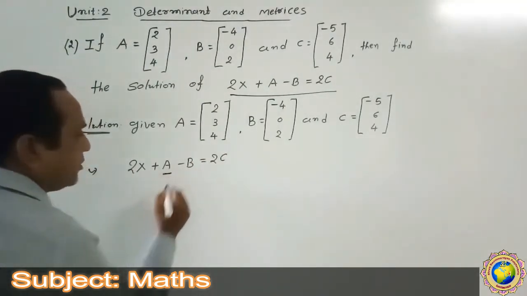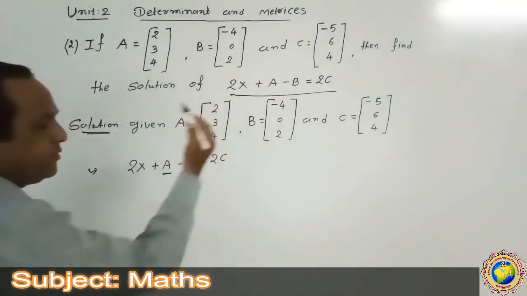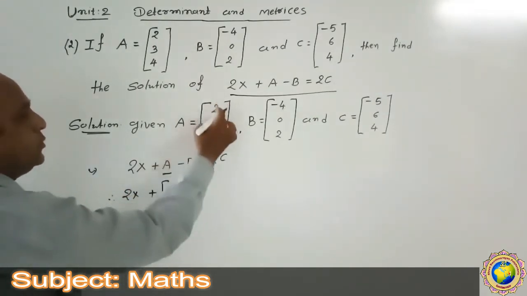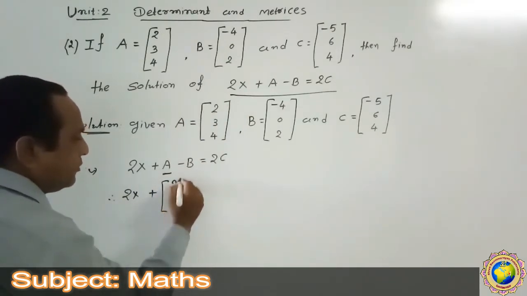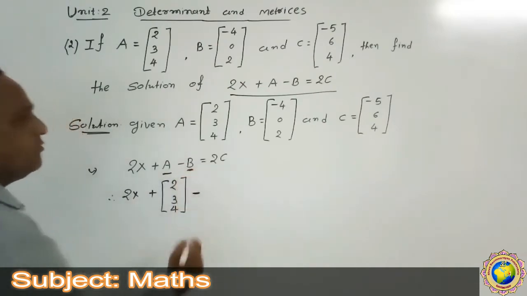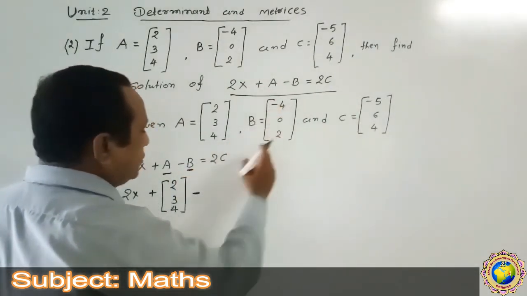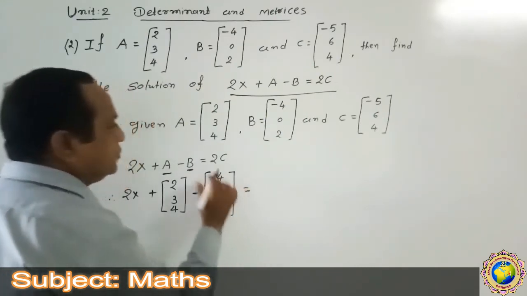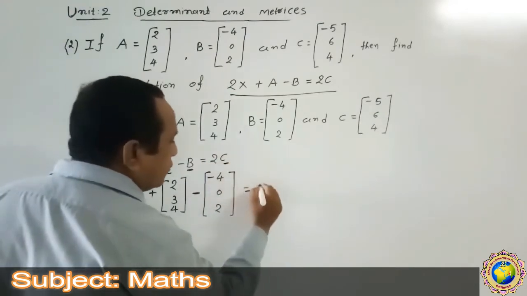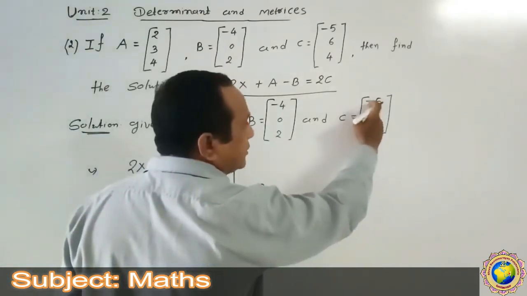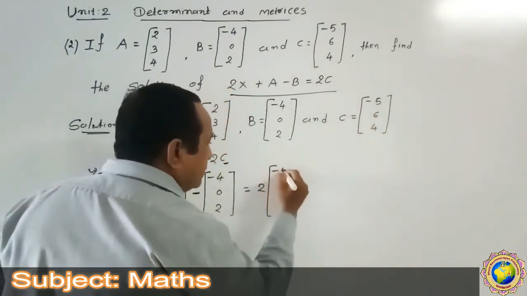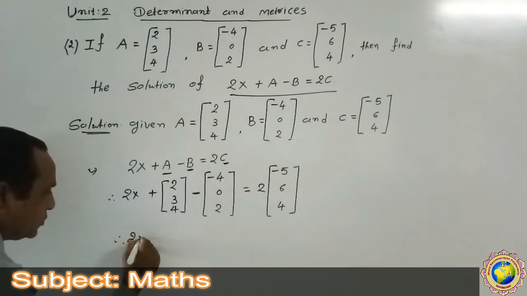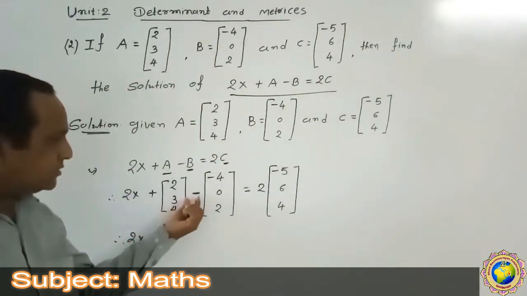Now here put the value of A, [2, 3, 4]. So here 2X plus the value of A, [2, 3, 4], minus the value of B, [-4, 0, 2], is equal to 2 multiple C, where the value of C is [-5, 6, 4]. So 2X plus this matrix minus this matrix.